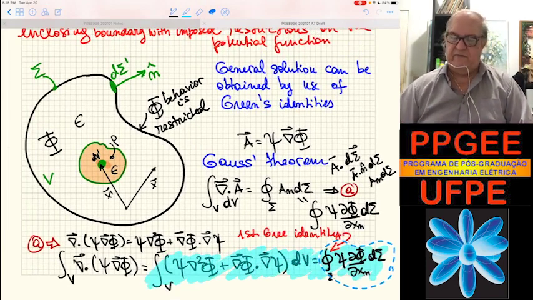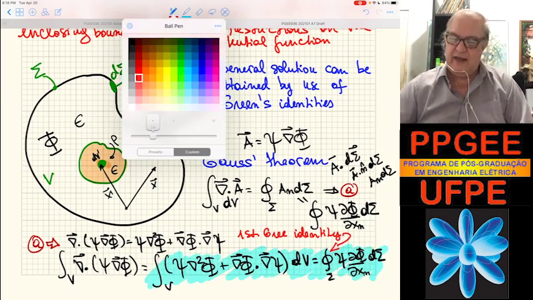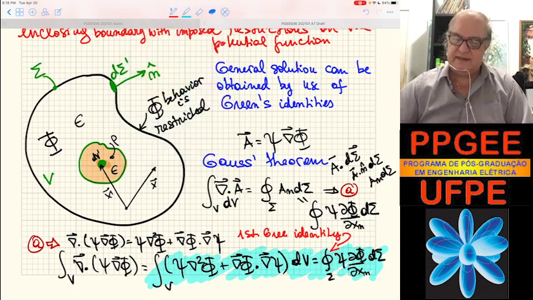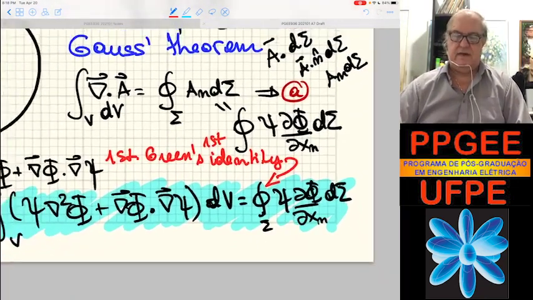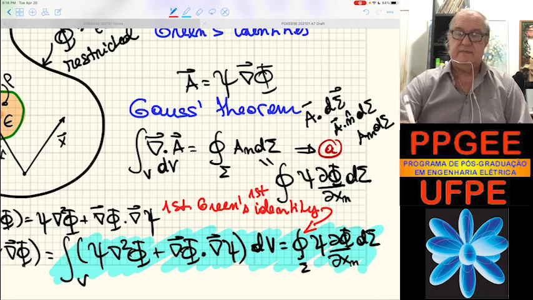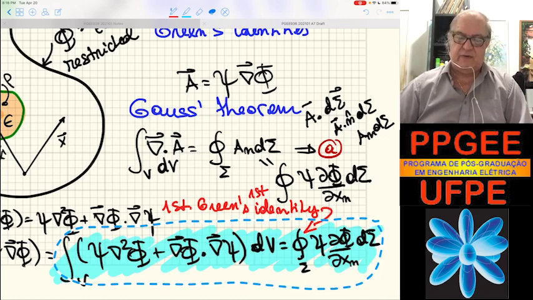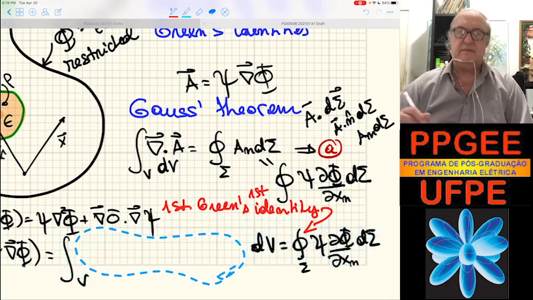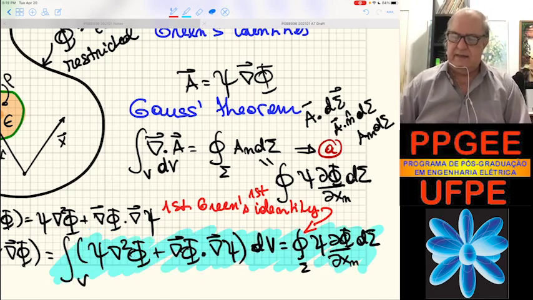That gives me Green's, this is incomplete here, sorry. Let me just fix this here. Green's first identity, right? Which is something like this. It's just a simple integral relation that relates operations in the volume, differential operations involving nabla and Laplacian, and the normal derivative of one function on the surface times the other function.